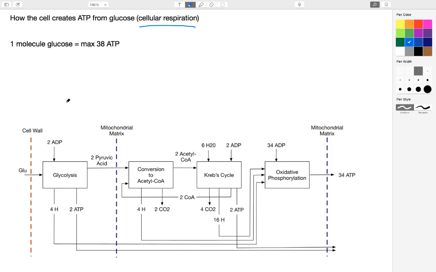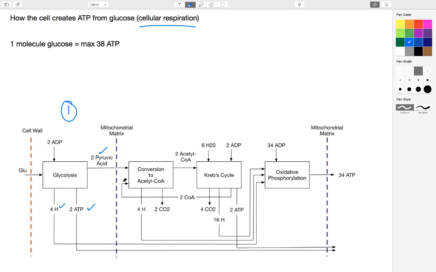So there's three major reactions that occur, or groups of reactions. The first is called glycolysis. And glycolysis takes the one glucose molecule and two ADPs that have already been spent and converted from ATP, and through a series of chemical reactions, it produces several outputs. One of the outputs is pyruvic acid, 2 molecules of pyruvic acid, 2 ATP molecules, and 4 hydrogen ions. Right? So that's the output from glycolysis.